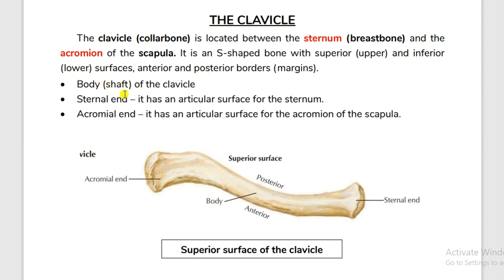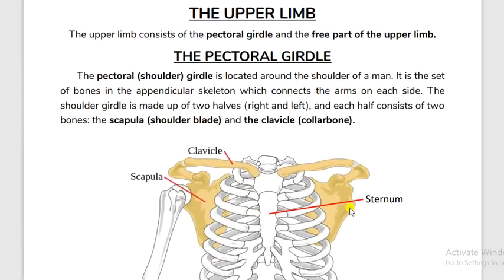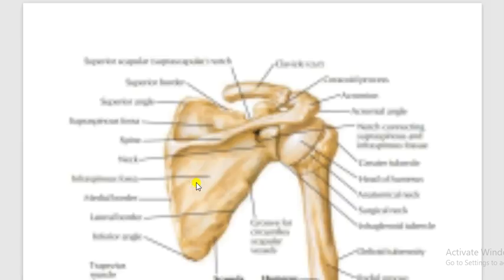Now, we have the body, that is the shaft of the clavicle. There's a sternal end, which has an articular surface for articulating with the sternum, and then there's an acromion end, which has an articular surface for the acromion of the scapula. So, articular surface here at the sternal end articulates with the sternum, and articular surface here at the acromion end articulates with the acromion of the scapula.